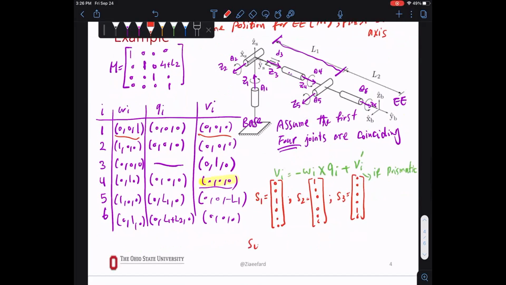And then S4, S5, S6. Right? You just grab omega i, boom, v i, boom. Cool beans? Make sense?